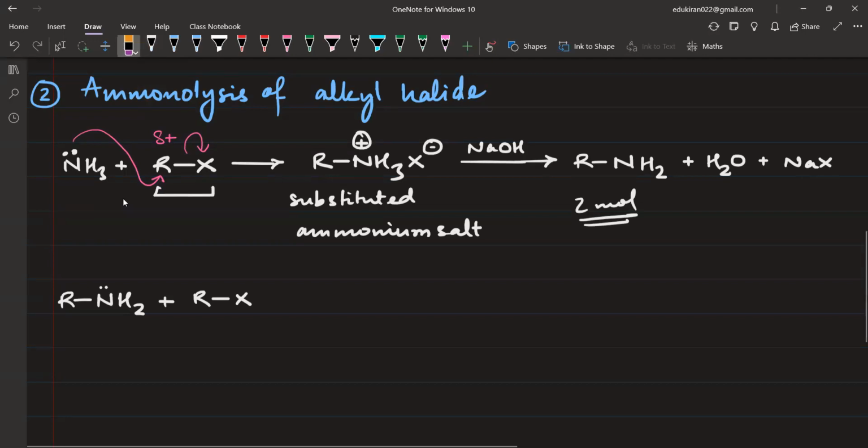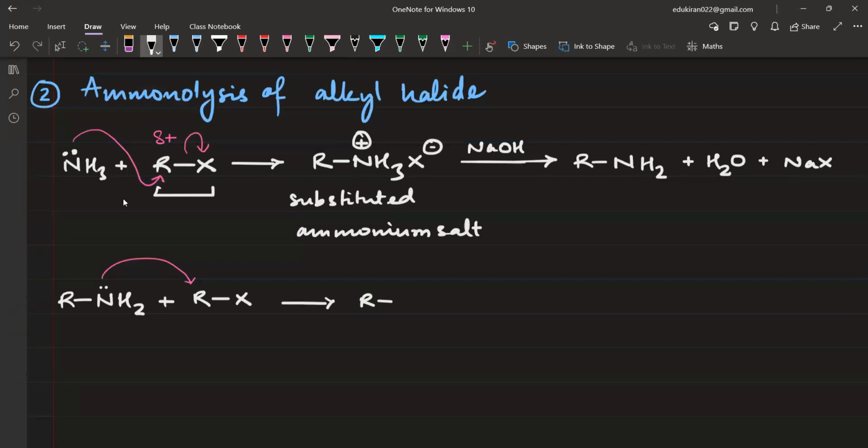That is why as soon as we get primary amine, this primary amine can further attack on what? Further attack on the alkyl carbon like this. And it is going to give you RNH and one more R group here. Now, as soon as we get the 2-degree amine, this 2-degree amine can also attack on the alkyl halide.